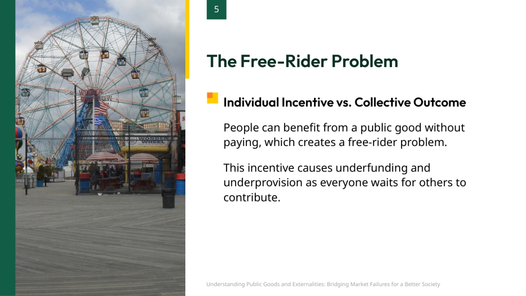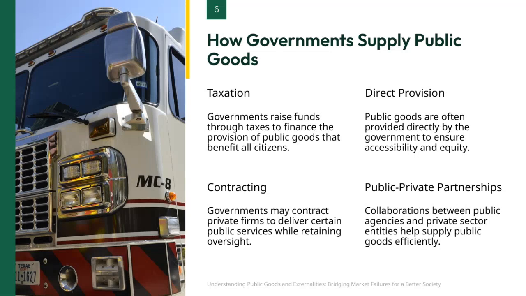Here we explore how governments supply public goods, which are essential services or resources available to everyone. First, taxation is the primary method governments use to raise the necessary funds. By collecting taxes from citizens, governments can finance public goods that benefit the whole community. Next, direct provision means that governments often provide these goods and services themselves to ensure that everyone has access and that equity is maintained.